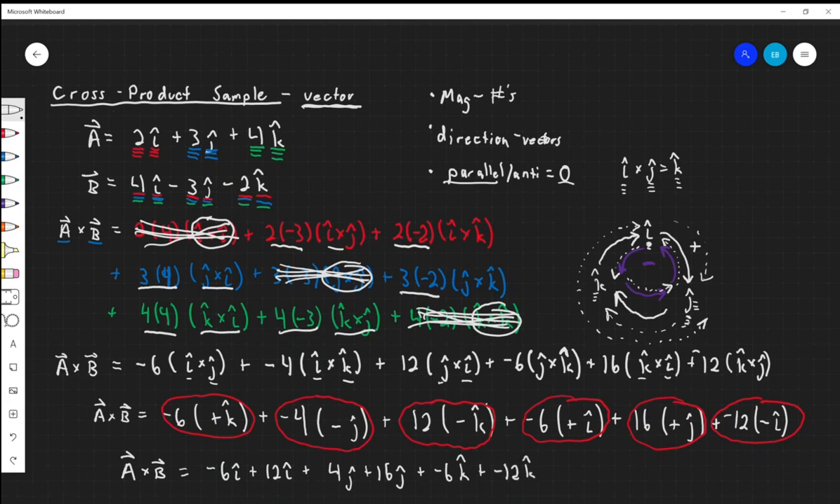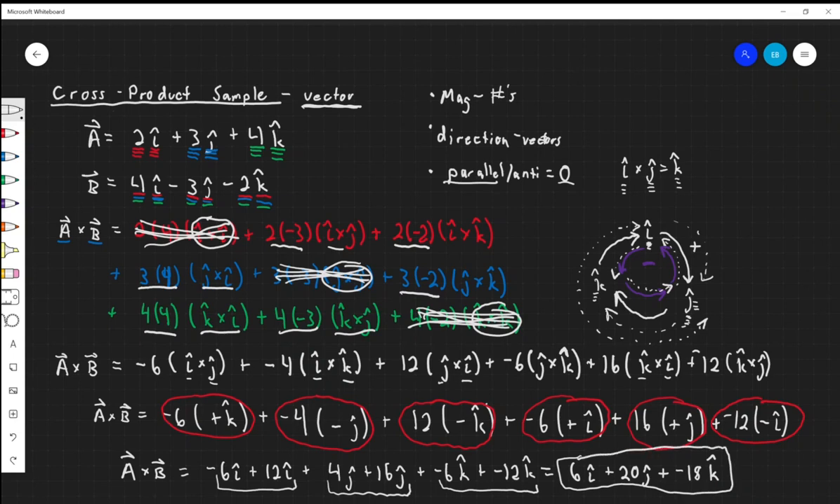And I should combine all those vectors together. So I get negative 6 plus 12 in the i hat. And remember, I only add i hats to other i hats. So that's going to give me 6 i hat. I have 4j hat plus 16j hat, so that's got to give me plus 20j hat. And then negative 6k hat plus negative 12k hat, that's got to give me a negative 18k hat. And this is my final cross product answer. So that's how we take a cross product, short example problem.